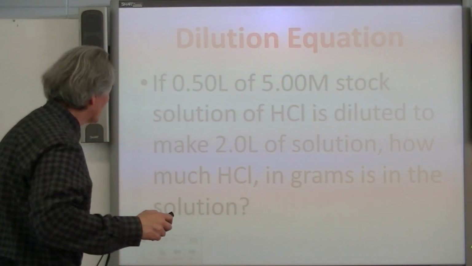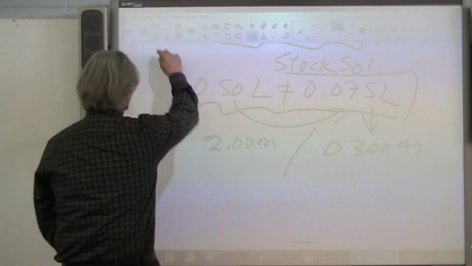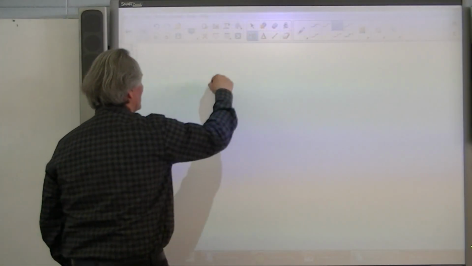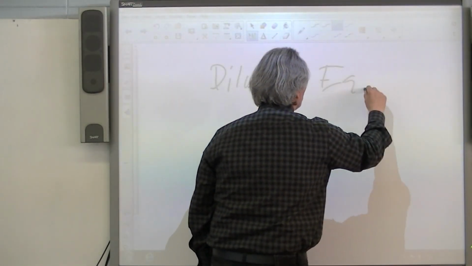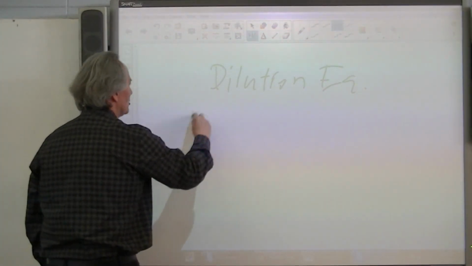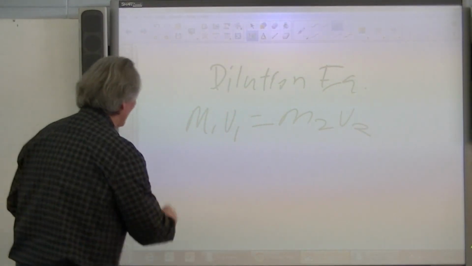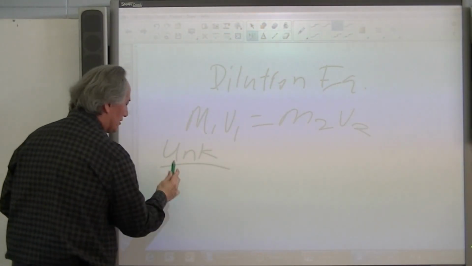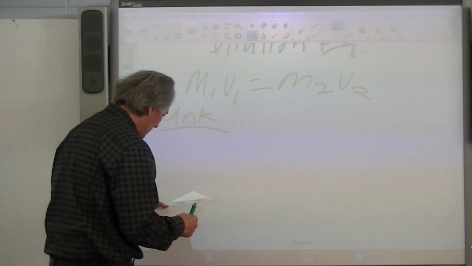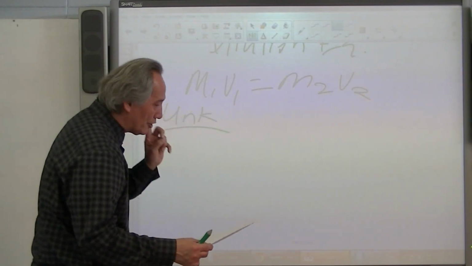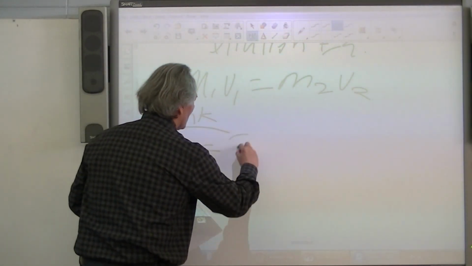Well, let's go back to our smart board, and let's identify our given. Again, this is a dilution equation problem, our second one. Let's rewrite the conventional expression, which is M1V1 equals M2V2. Let's identify our unknown, as we typically do in these types of problems. Our unknown for our second dilution problem was the dilute molarity, so M2 is our unknown.